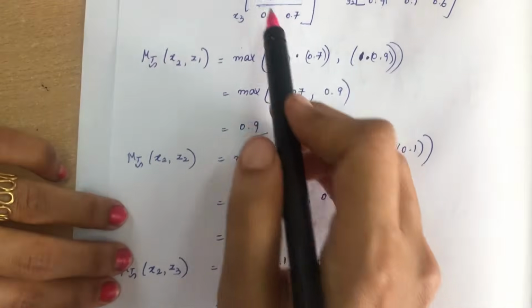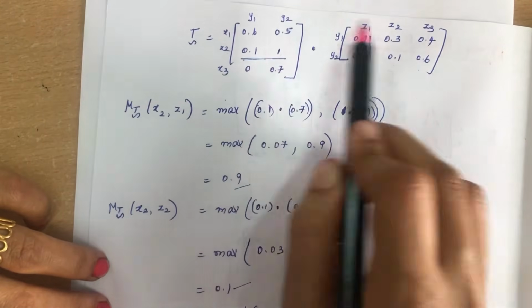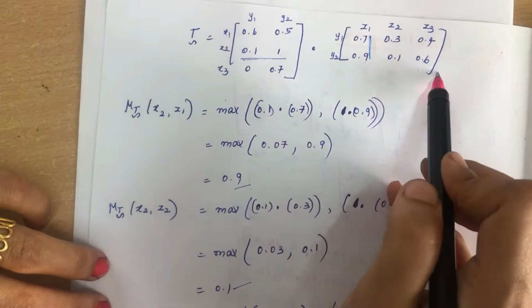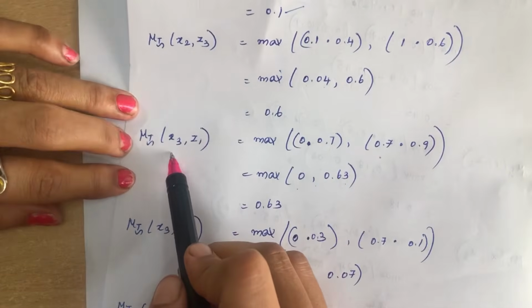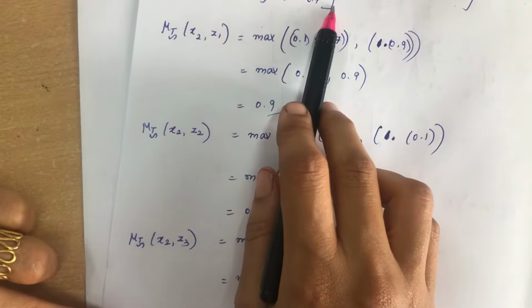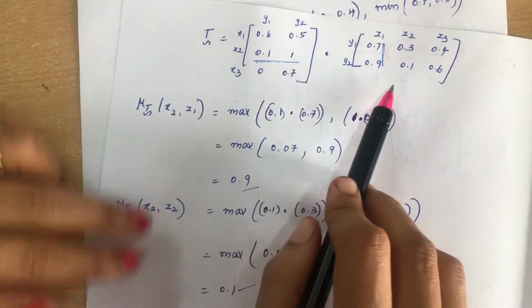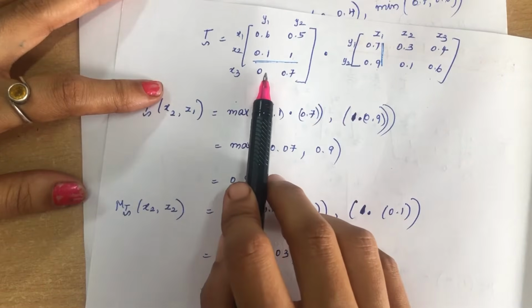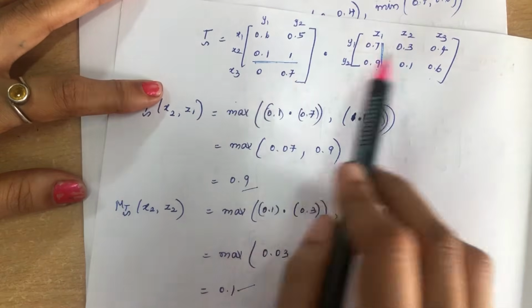Next is x2 comma z3, it is nothing but the second row and third column, 0.1 into 0.4, 1 into 0.6. Okay, so it is x2 comma z3. Next is x3 comma z1, it is third row and first column, 0 into 0.7, 0.7 into 0.9. And for the next value, it is third row and second column, third row and third column. So when you find out all these things, you will get your answer like this.